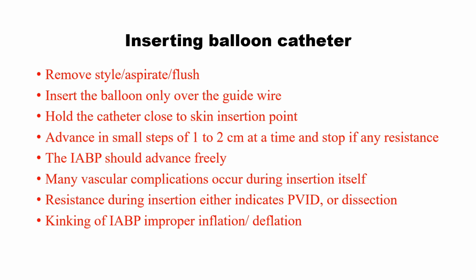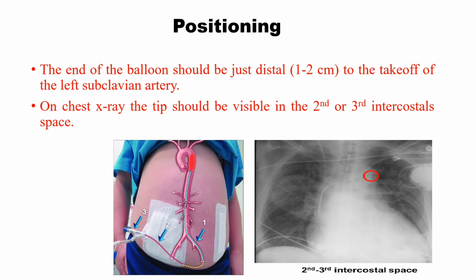So kinking of the IABP, improper inflation and deflation. Coming to the positioning. After inserting the catheter, we have to see whether the IABP catheter is in position. The end of the balloon should be just distal, 1 to 2 cm to the takeoff of the left subclavian artery. How do we check the position?